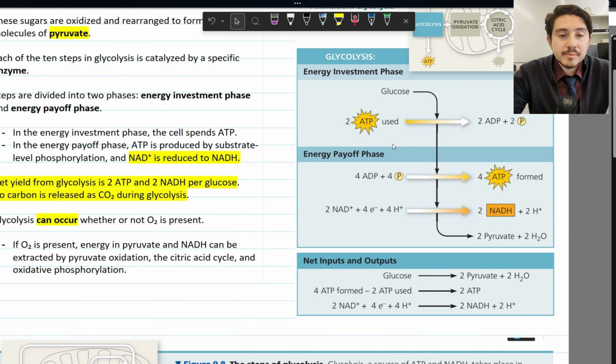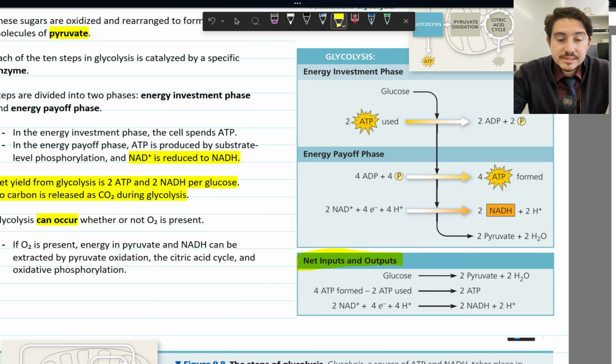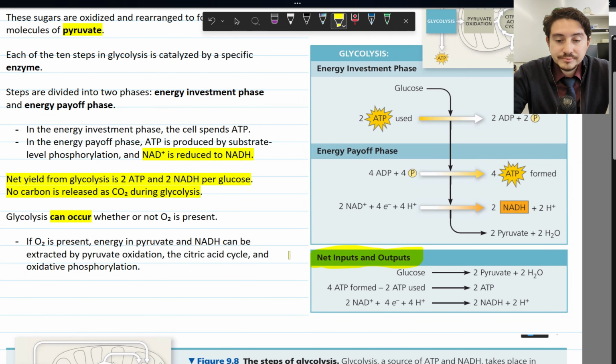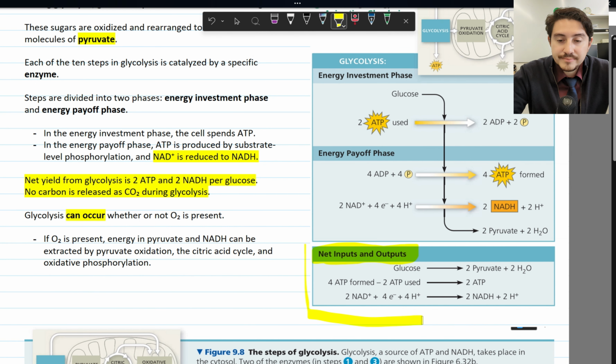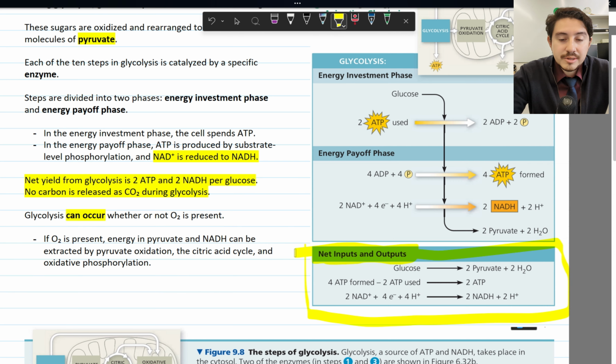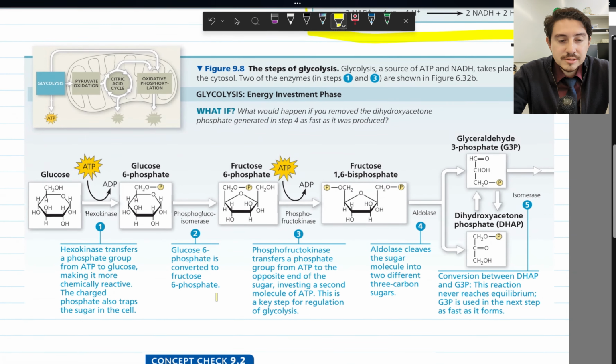This you probably do need to memorize: learn the amounts of ATP being used and the outputs. In the energy payoff phase, you're using 4 ADP to produce 4 ATP, and 2 NADHs are being produced, plus 2 pyruvates. I think more importantly is the net, so make sure you learn the net inputs and outputs. But understand when the energy investment part is happening and when the energy payoff phase is happening. This particular diagram here is the most essential to know.